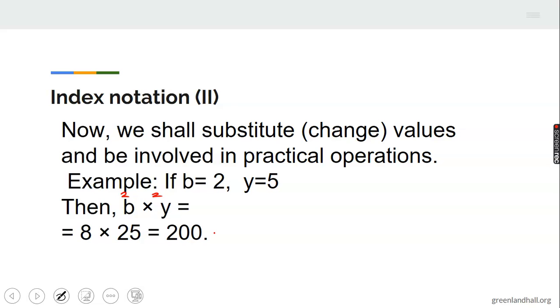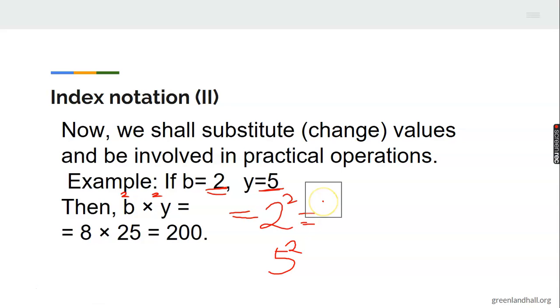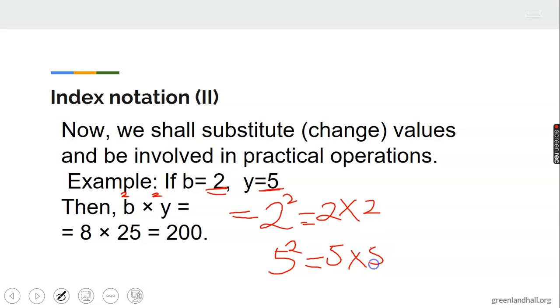If B is equals to 2, look at it very well, B is 2 and Y is 5. Now they ask you, B squared times Y squared will be what? First of all, what is B? B is 2, and then B squared. Then Y is 5, then we have Y squared, which is 5 squared. 2 squared will be what? Square means you multiply the number by itself. 2 squared will be 2 times 2. 5 squared will be what? 5 times 5. Can you see that?